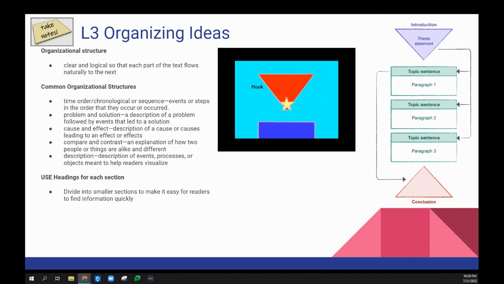You want to say something interesting here that makes your reader want to read on. And of course, it should relate to whatever it is you're writing about. It's wide up here because the introduction is usually more general, broader. At the bottom of the triangle, it's narrow because that's where you narrow it down to your specific point, your thesis or topic sentence, represented by this gold star.